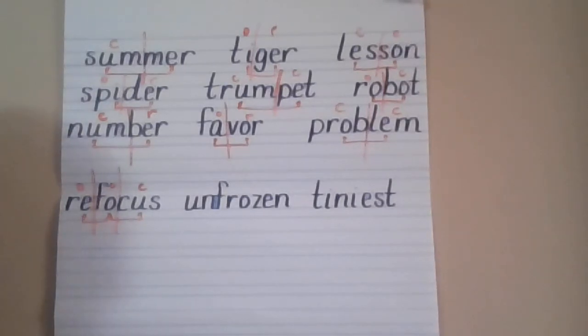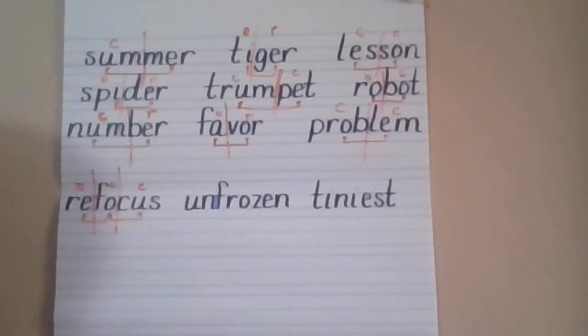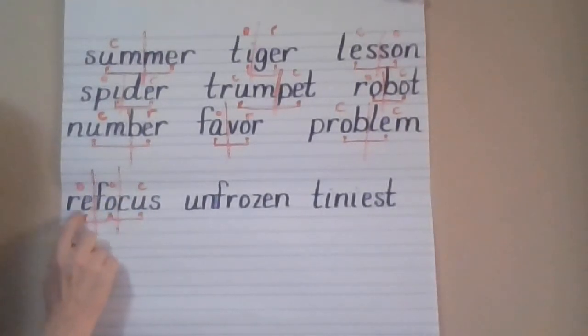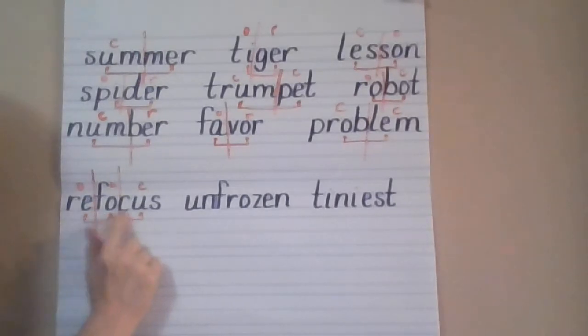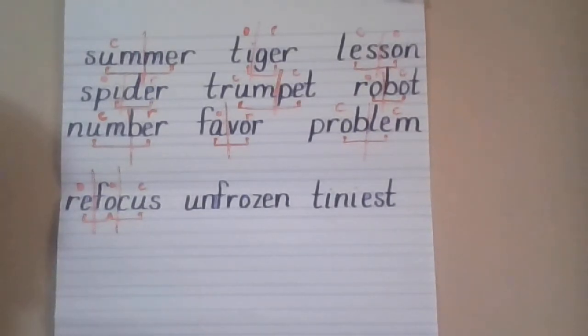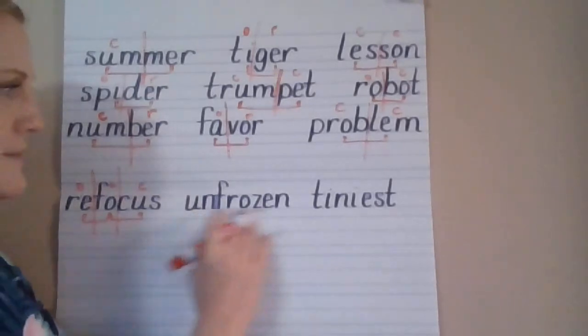So when we read this word, we're going to read long vowel, short vowel. Let's do that together. Ready? Re-fo-cus. Put that together. Refocus. What's the word? Refocus. Very good. If you have to refocus, you have to look at something again. All right.